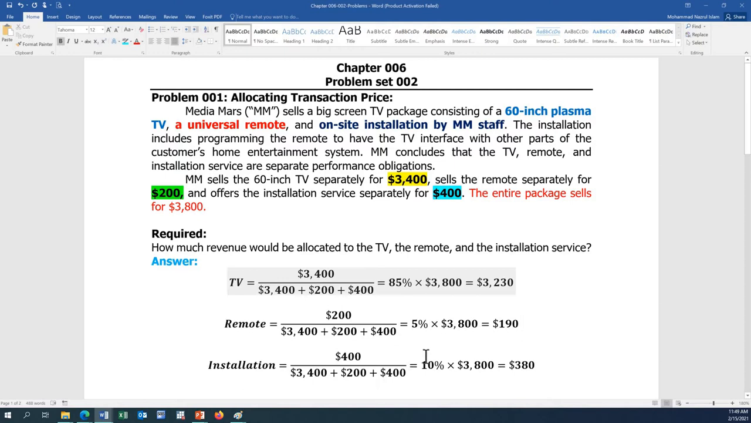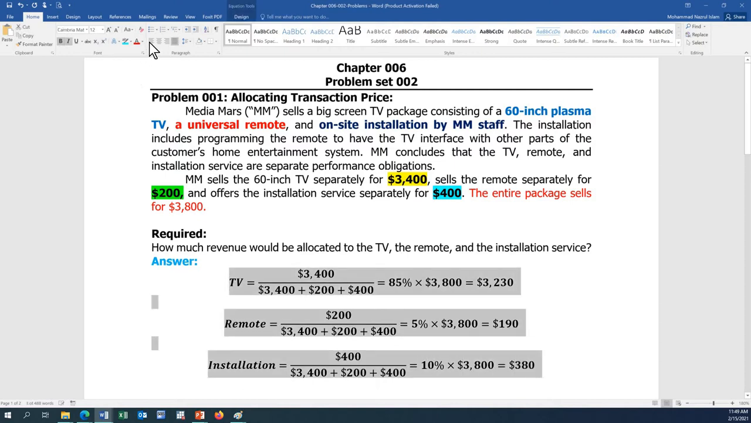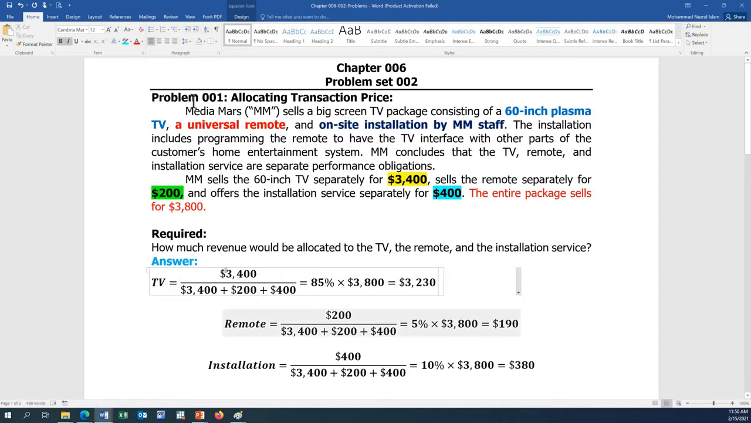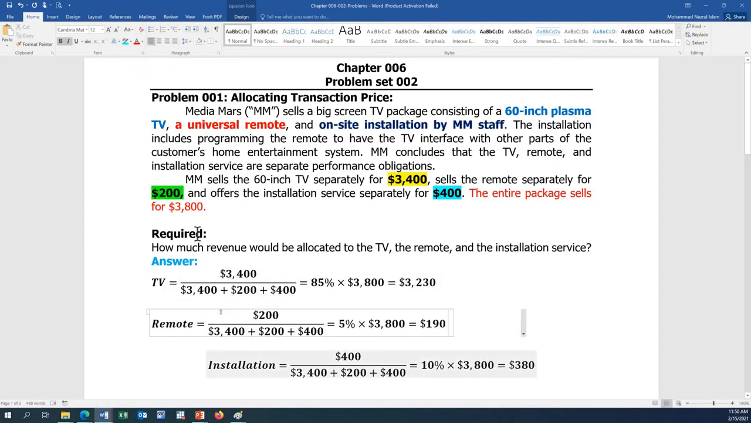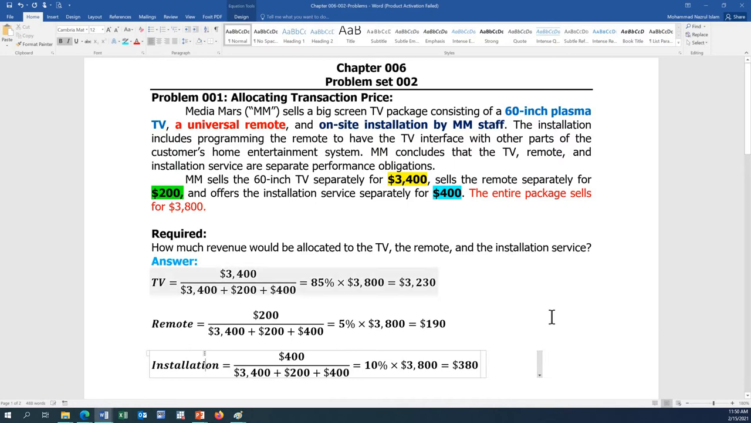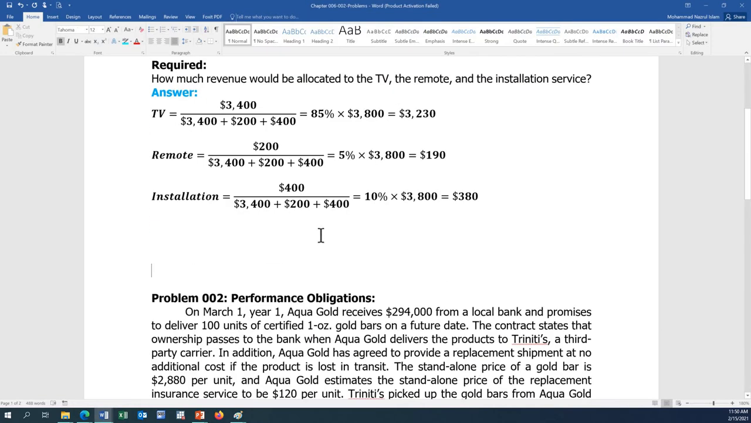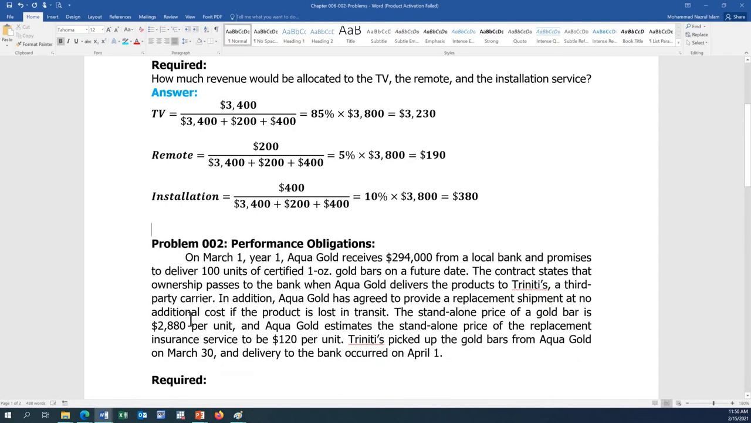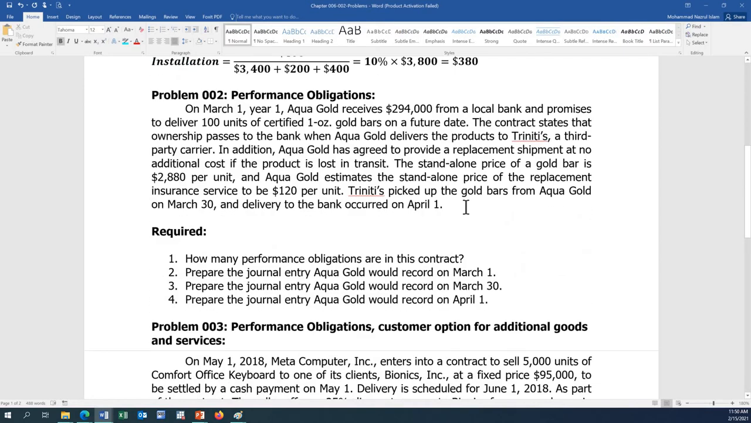Okay, so this is how we record. This one, it's better to see. Okay, and now let's read problem number 2. What does it say?